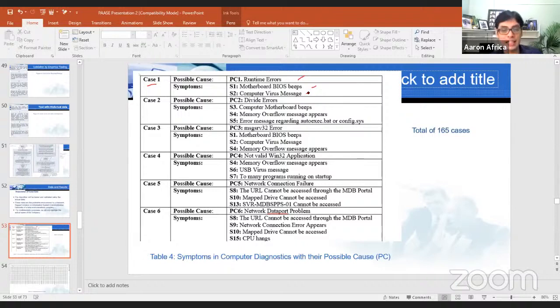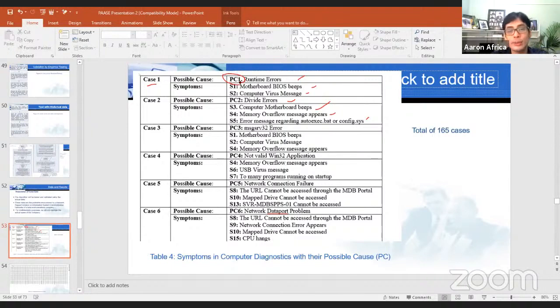Now, in modern experience, if the motherboard beeps and there's a computer virus message, the problem is usually a runtime error. In case 2, if there are divide errors, that's the possible cause. The symptoms visibly seen are the computer motherboard beeps, a memory overflow message, and an error message regarding the autoexec.bat or config.sys, and so on. Now, you may be asking, what if we already know that the possible cause, for example PC1, is a runtime error?